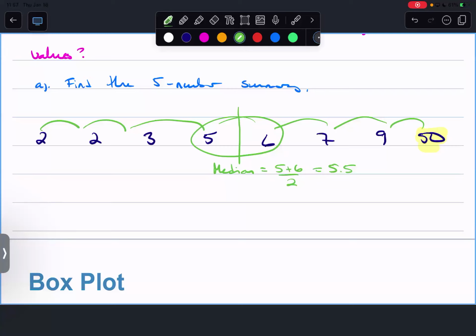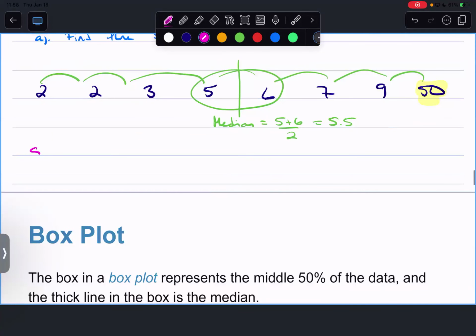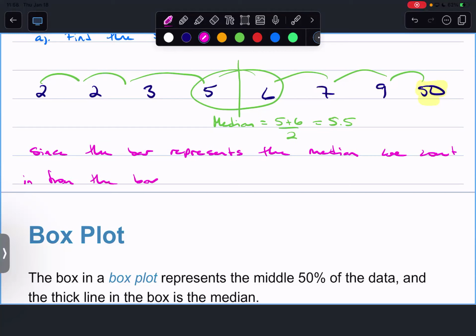We're feeling good. And then the rule is that because I haven't used either of these values, the 5 or the 6, as the median, then I count in from just the other side of the bar, right? So since the bar represents the median, we count in from the bar to find the quartiles.